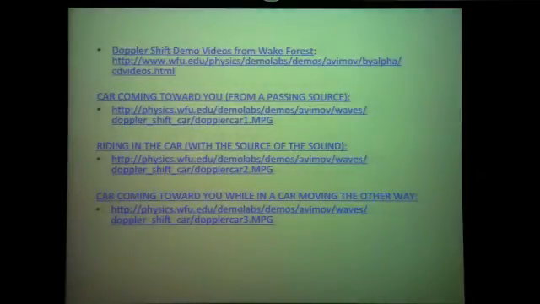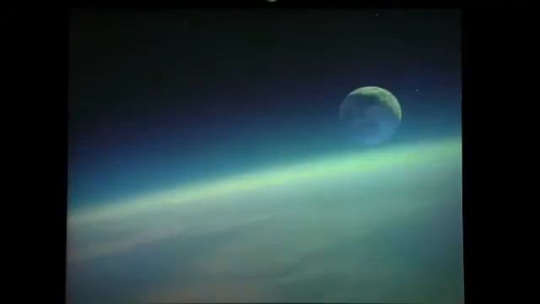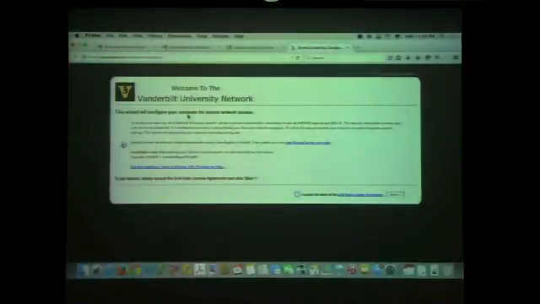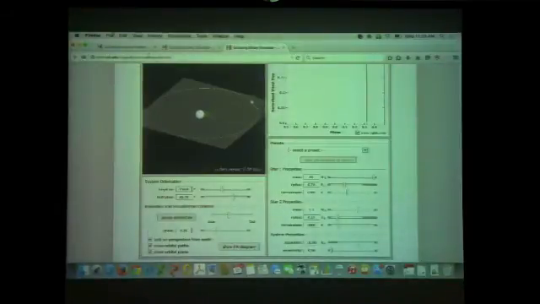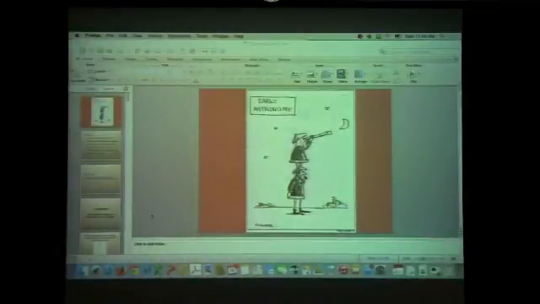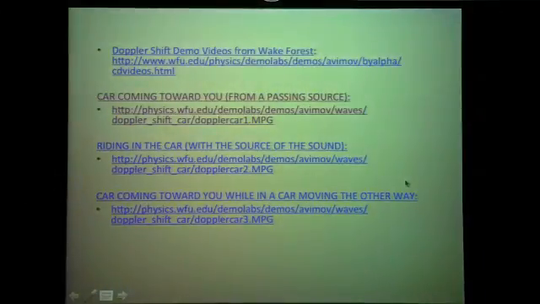So I'm hoping this will work. I've plugged in the sound. We'll see what happens here. No, I don't want to configure this. All right, that's not supposed to happen. So that may not work for us. These are supposed to be simulators of Doppler shift for sounds, but it doesn't look like they're going to work because of this room.